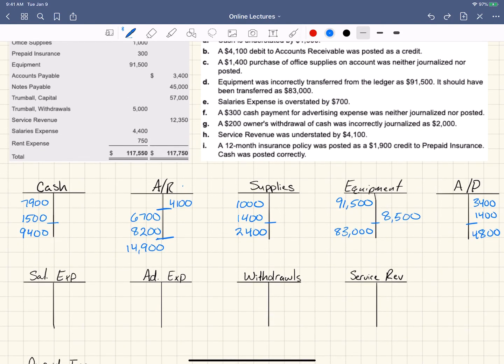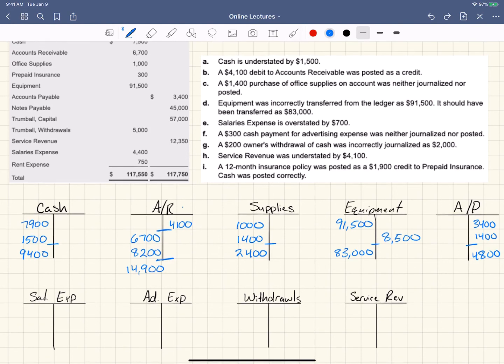Number E, or letter E rather, salaries expense is overstated by 700. So we've got salaries expense. Where's our salaries expense on our trial balance? Right here is salaries expense. And so let's put that on beginning balance 4,400. And that's too high. It's overstated, right? And so it needs to be less. Coming back, salaries expense is overstated by 700. So I'm going to take the 4,400 and minus the 700, and that equals 3,700, which is what it should be. So that's going to go on our new trial balance. What credit needed to go there to get it there? We just take 4,400 minus 3,700, and that equals the 700, which is what it was overstated by.